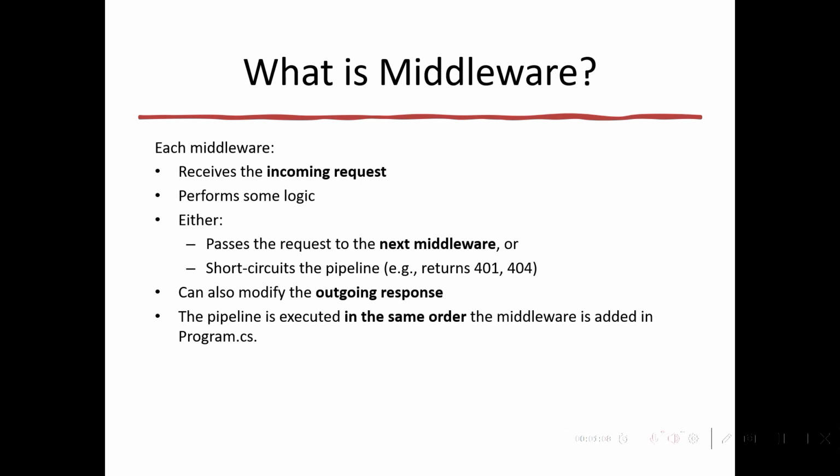the request there itself. We can also modify the outgoing response, and the pipeline executes in the same order as the middleware are added in Program.cs. We will see the practical example after the theory.